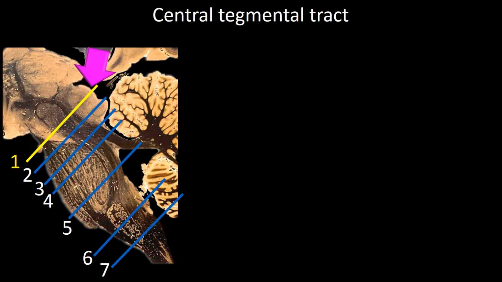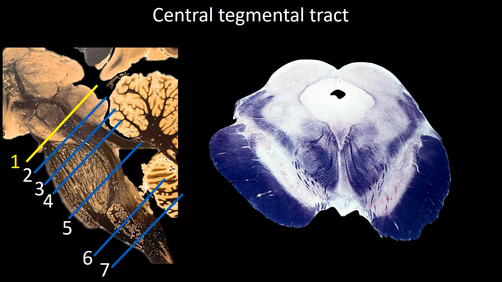The first cut is at the level of the superior colliculi, and it is tilted down, thus cutting through the exiting fibers of cranial nerve 3. Here you can see the specimen so obtained. The arrow indicates the central tegmental tract, which I have now encircled.